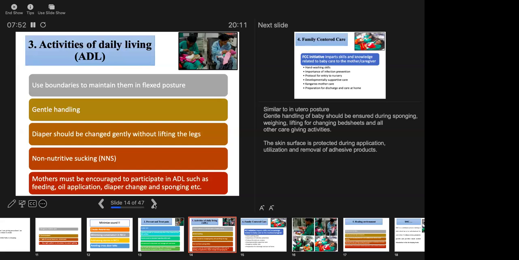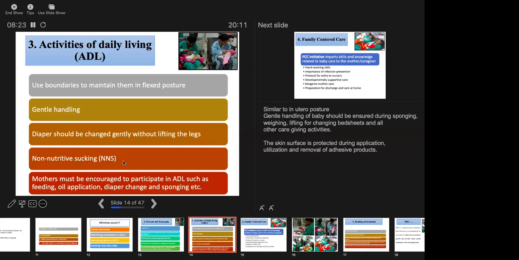And you have to make sure the handling is gentle during every procedure in the NICU. Either it's during the sponging, during the early morning time, during weighing the baby, lifting the baby to change the bed sheets, or any other caregiving activities, you have to support the baby's neck, the baby's whole body, and the babies should be very gently handled so that the baby doesn't undergo any stress, and also it decreases the risk of intraventricular hemorrhage.